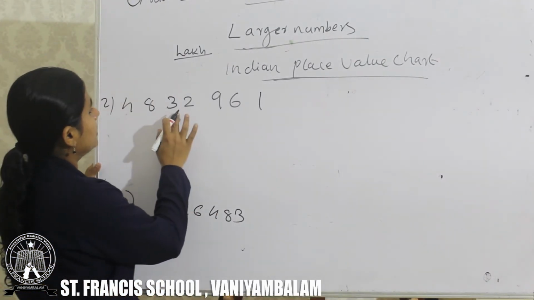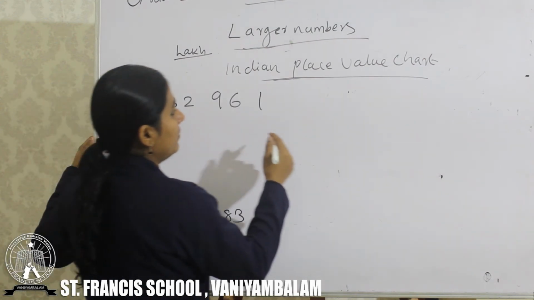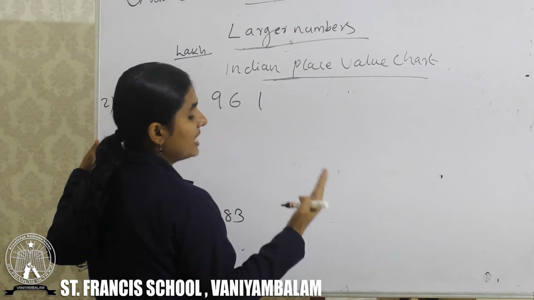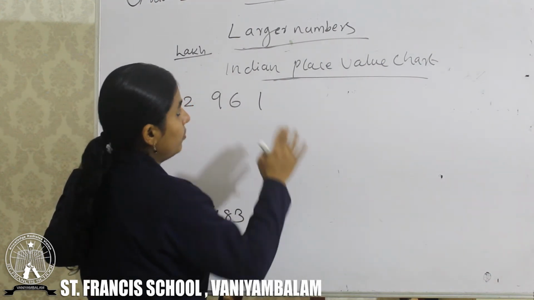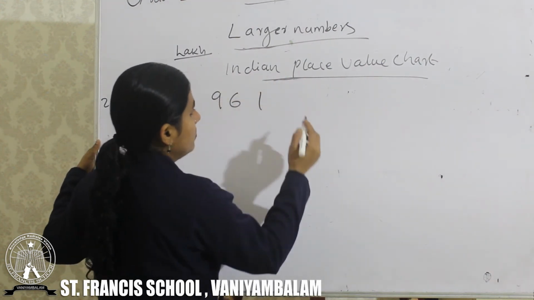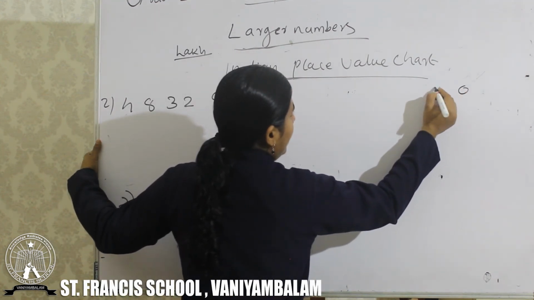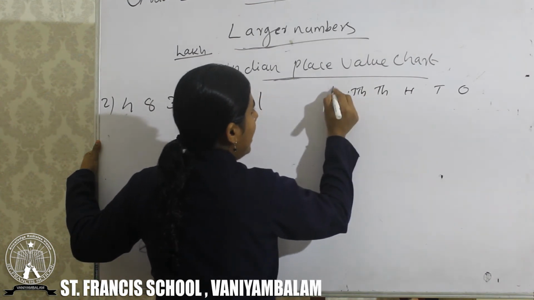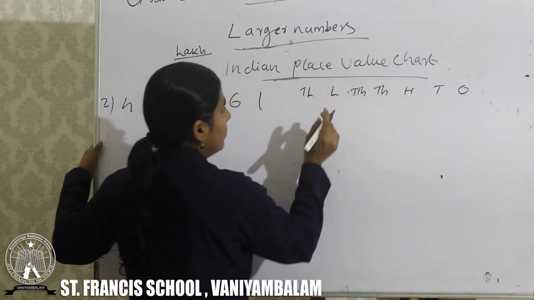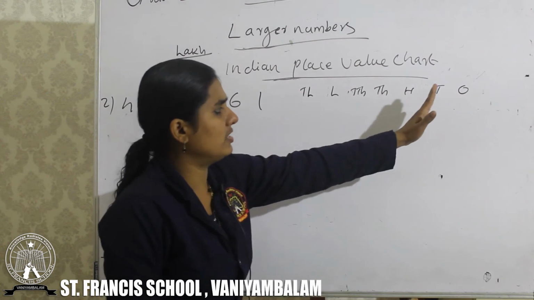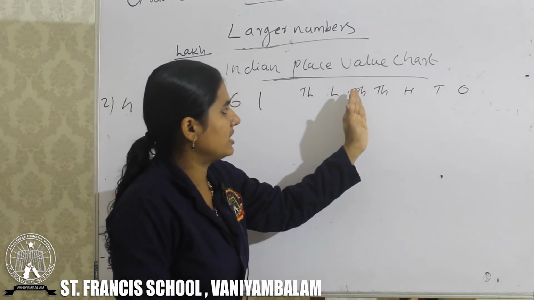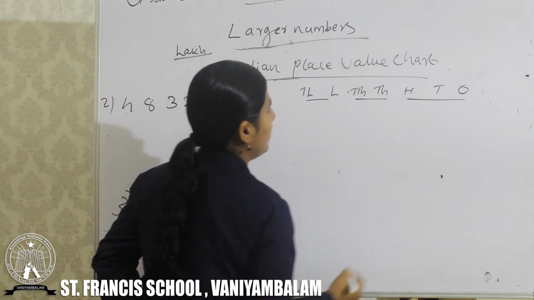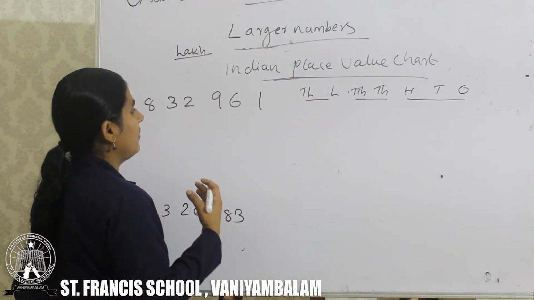Here we have a 7-digit number. First, what do we want to do? First we want to write the place value chart of the Indian system of numeration. Here: ones, tens, 100, 1000, 10,000, lakh, 10 lakh. Very simple. This is our first step, the place value chart. Then after that, what do we want to do?